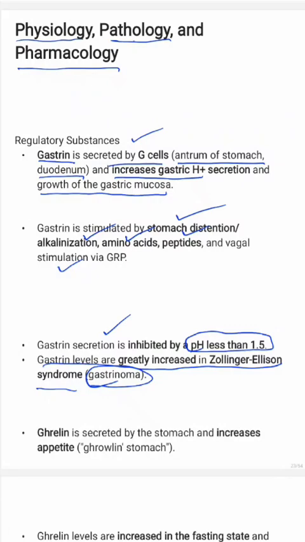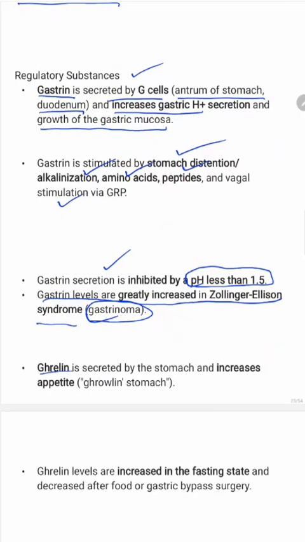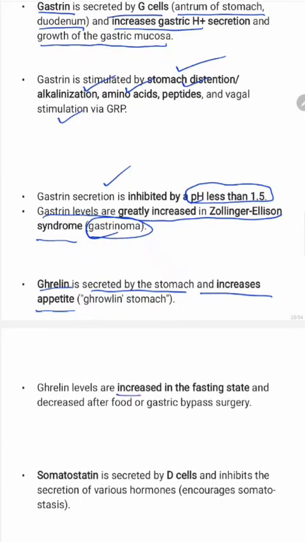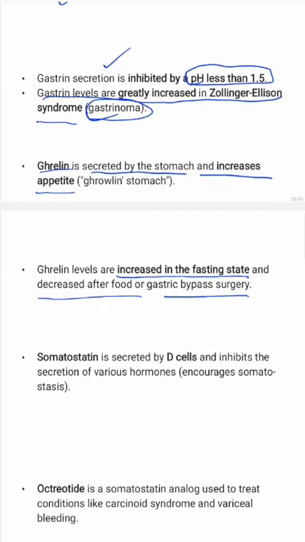Then there is another substance which is known as ghrelin. So ghrelin is secreted by the stomach and it increases appetite. Okay, so it increases appetite. Now ghrelin levels are increased in the fasting state and decrease after food or gastric bypass surgery. So whenever a person has taken food, there is a decreased amount of ghrelin, but whenever he is fasting, their ghrelin is increased in amount.